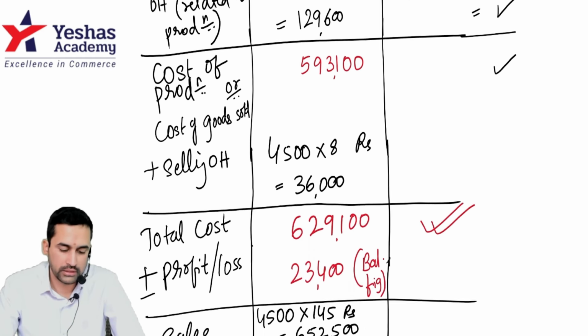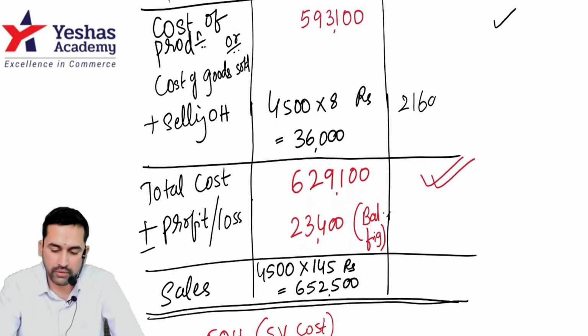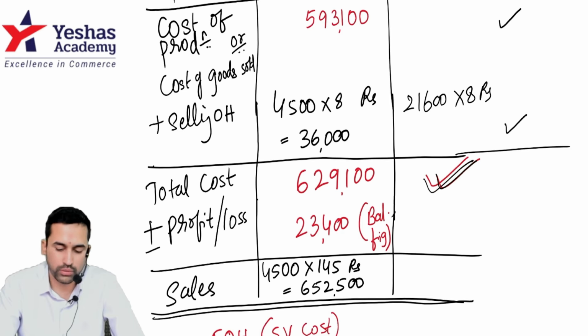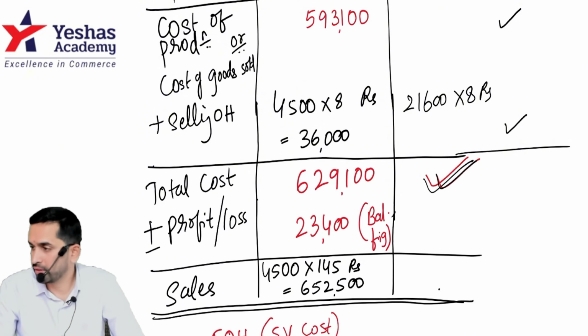What next? Selling and distribution. 21,600 into 8 rupee. This will go up to total cost. Then we don't know price. What to do for this and this I will discuss separately. Can you come till this now? Wait for 5 minutes. Right.